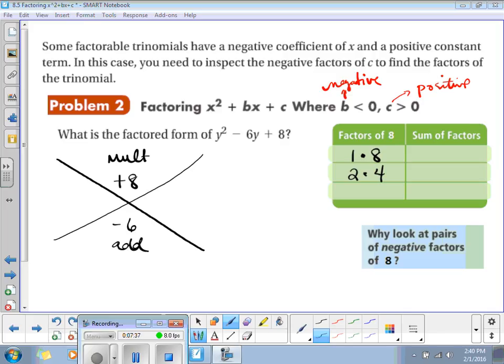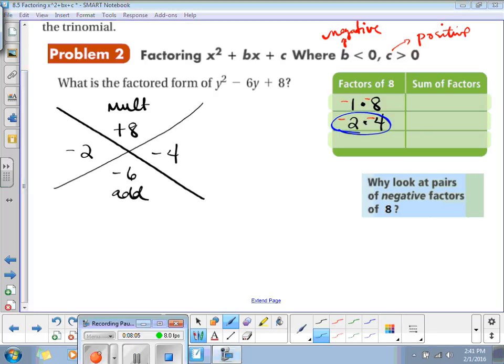We're going to need two negatives, right? So that means that all of these have to be negative, and the one that gives me the negative 6 is the negative 2 and the negative 4. You got that? So those are the numbers that are going to go over here. So this is going to be negative 2 and negative 4.